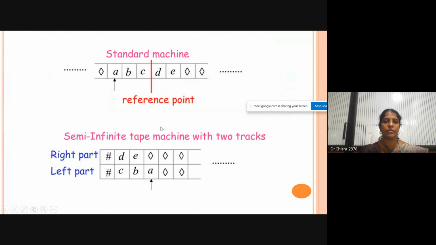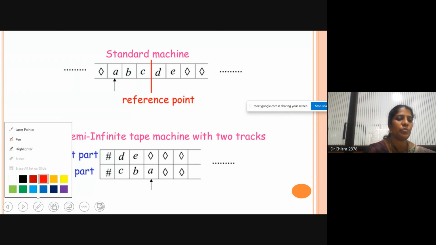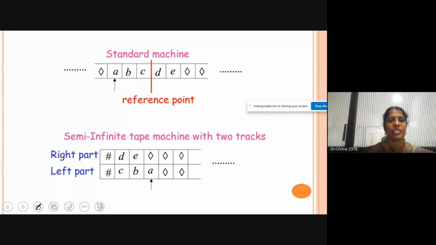Consider this one. Here, any normal Turing machine can be simulated as the semi-infinite Turing machine. That is, we can convert the Turing machine into a semi-infinite one. For example, consider this Turing machine, and this is the reference point. From this point, it may move right or left.